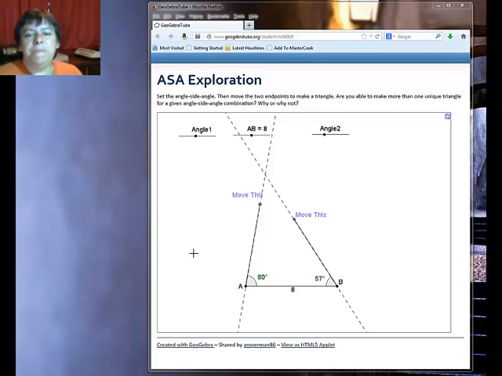One other thing I wanted to mention is that it's very important to know which side is the included side. So here you can see this side with length 8. It is the side of this angle, 80 degrees, and the side of the 57 degrees. So if the angle had been up here and skipped a side, then that wouldn't have worked. So it has to be angle touching side touching angle.